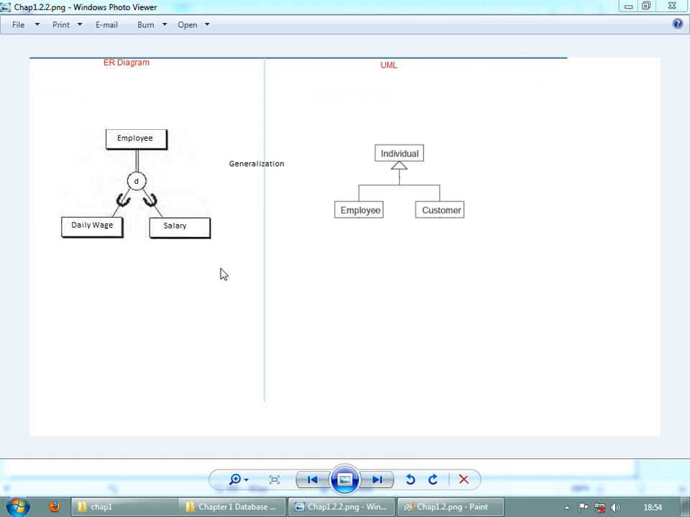Many a times, some entities share some common attributes. In such a case, all the common attributes are collected in one entity and the specific attributes are placed in independent entities. So over here, the entity which has common attributes is the supertype and the entity which has specific attributes is the subtype. So this supertype subtype relationship in ER diagram is denoted using U, which is the subset notation, and over here in UML is denoted using an arrow which points toward the supertype.